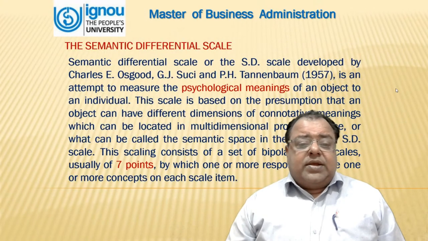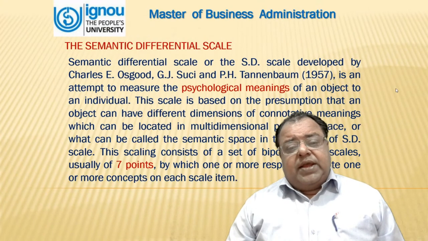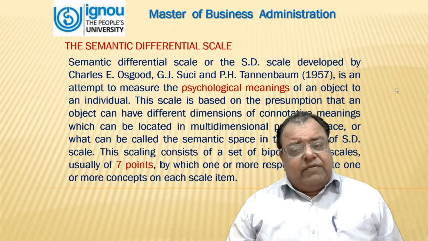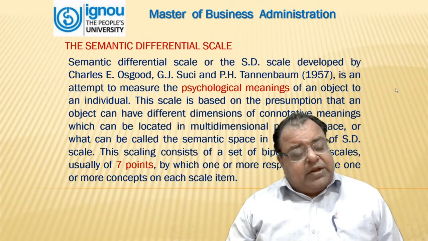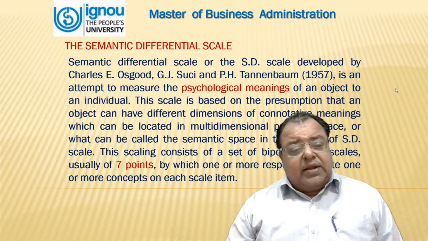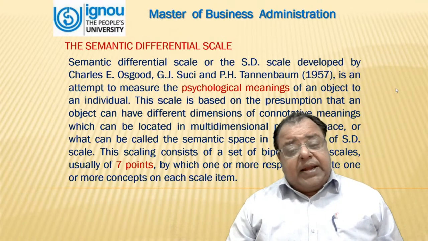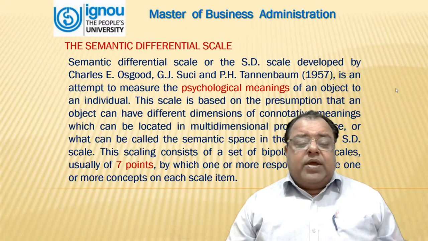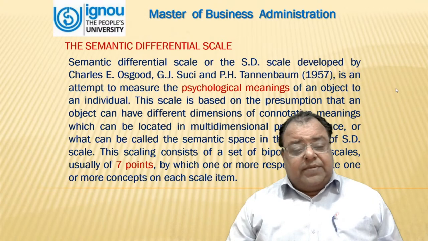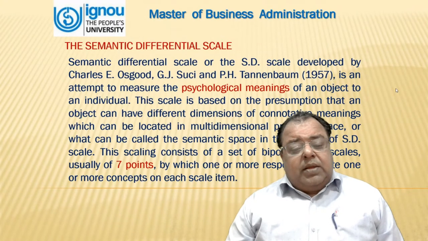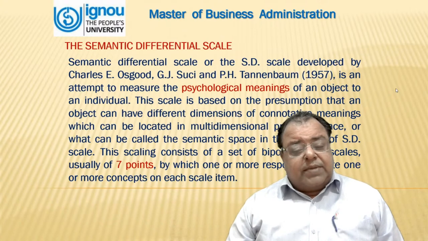The next one is the semantic differential scale. The semantic differential scale, or the SD scale, was developed by Charles E. Osgood, G.J. Suci, and P.H. Tannenbaum way back in 1957. It is an attempt to measure the psychological meanings of an object to an individual. This scale is based on the presumption that an object can have different dimensions of cognitive meanings, which can be located in multidimensional property space, or what can be called the semantic space in the context of SD. This scaling consists of a set of bipolar rating scales, usually of 7 points, by which one or more respondents rate one or more concepts in each scale item.